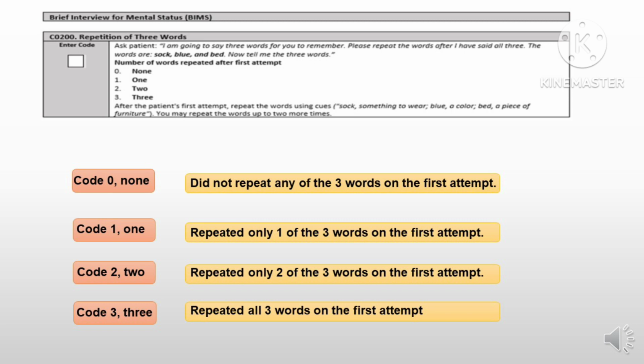C0200 Repetition of 3 words. This section contains 4 codes which are related to how the patient repeats the 3 words. For example, if the patient did not repeat any of the 3 words on the first attempt, then code 0, none, would be appropriate response. If the patient repeated only one of the 3 words on the first attempt, then response would be code 1. If the patient repeated only 2 of the 3 words on the first attempt, then response would be code 2. And code 3 would be appropriate if the patient repeated all 3 words on the first attempt.